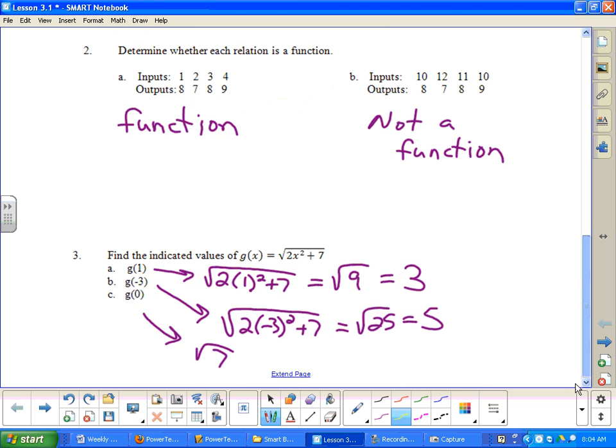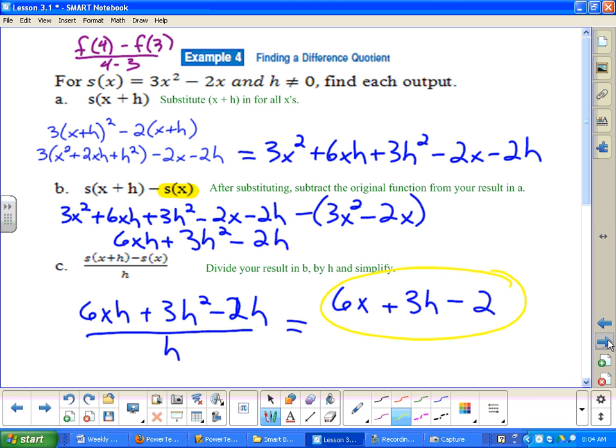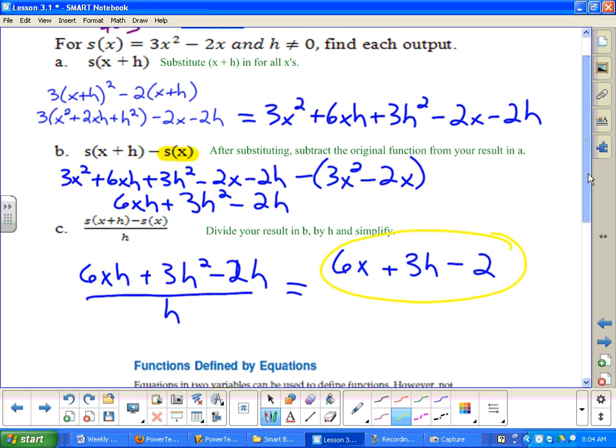Basically all it is is the same as what you did here for number 3. It says g of 1. So what did you do? Put 1 in for x, right? So g of negative 3, I put negative 3 in for x. So then here it says s of x plus h, so I'm going to replace x with x plus h, and then simplify it. So that's just a difference quotient.